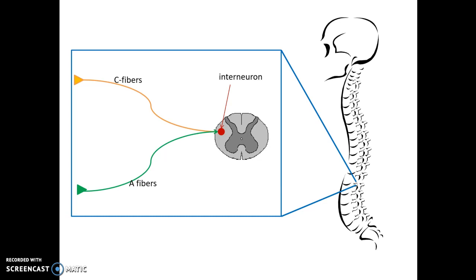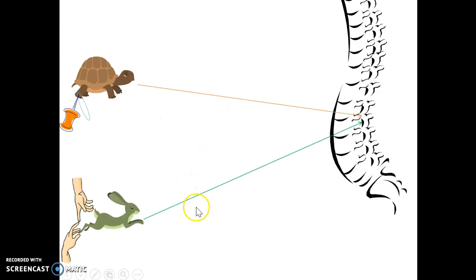And we'll notice that both of these are headed towards the same, what's called an interneuron, here at the spinal cord. So they're going to the exact same location, and that's going to be very important when we think about the pain gate theory. Okay, so we have two different sensations. We've got the painful sensation, stabbing our tortoise here, and we have the sensation of touch on our rabbit there. And we're going to see what happens when these two sensations happen at the same time.